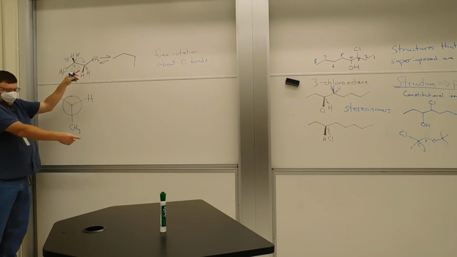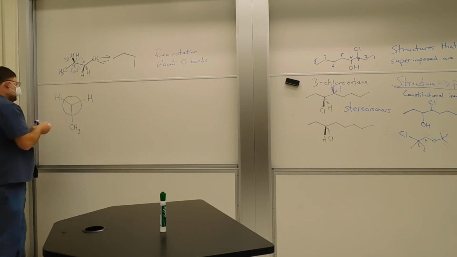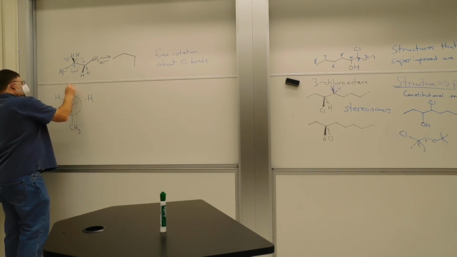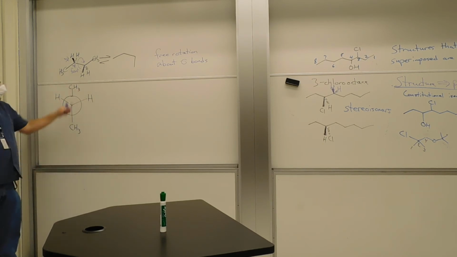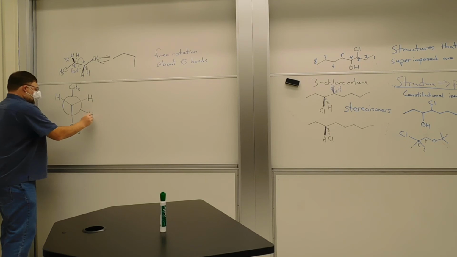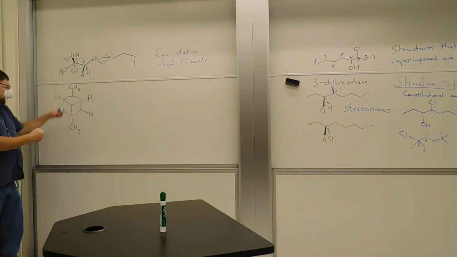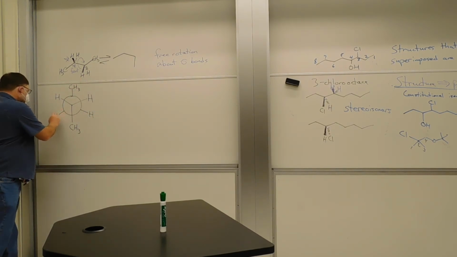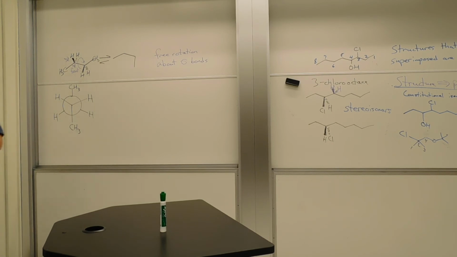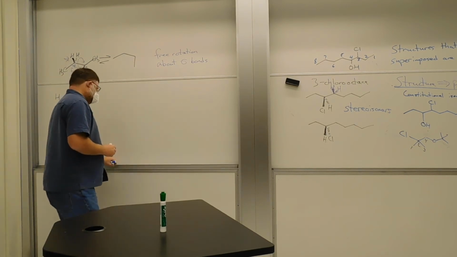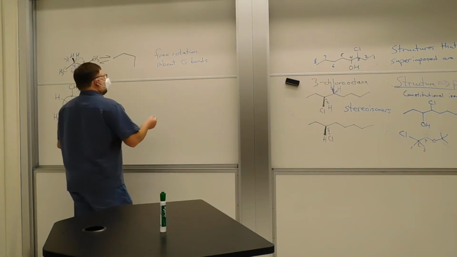All right, so there's a methyl that's up. Right? The front H is down to the right. The back H is down to the left. And I've just drawn a Newman projection for butane. Something to keep in mind here. I'm probably going to erase this.